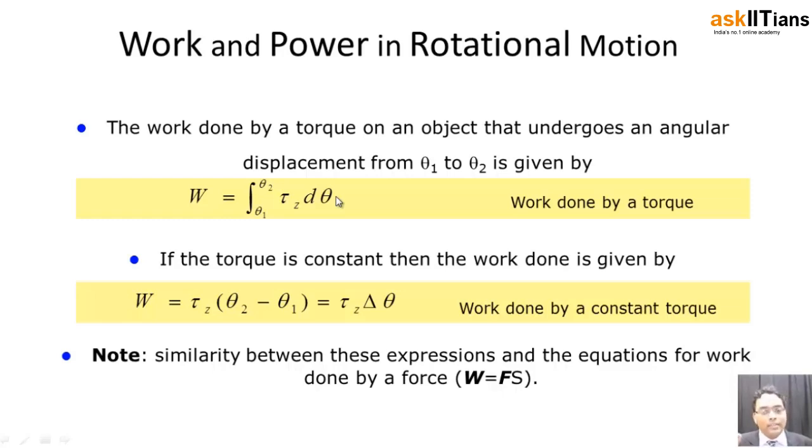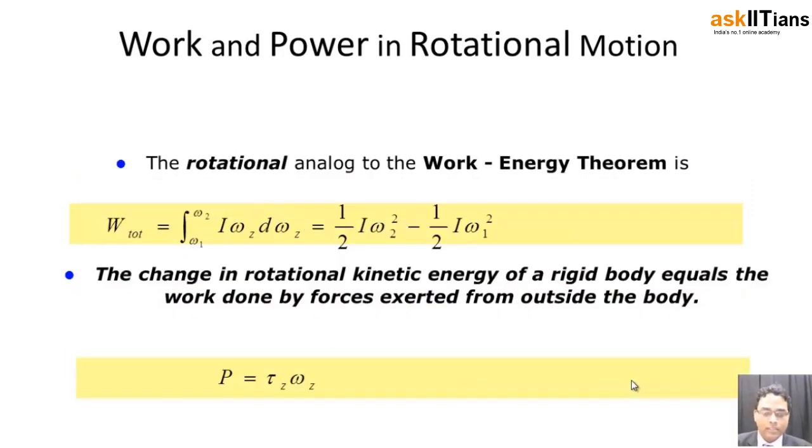So when you displace any particular thing from an angle theta 1 to another angle theta 2, that produces a net amount of work. The net amount of work on integrating gives you tau into delta theta. So this is the work done by a constant amount of torque. This gives you a similarity with the normal work done that you have already understood in the case of linear force, force into displacement. So that is similar to this.